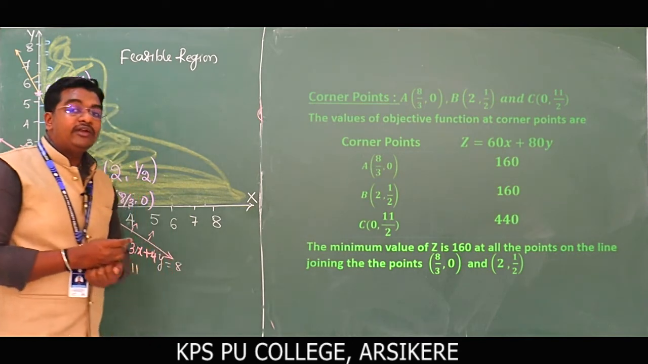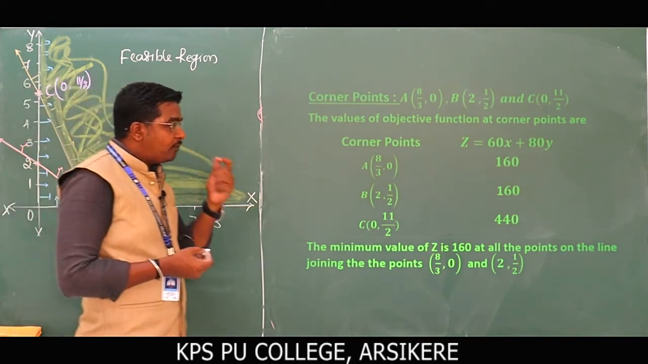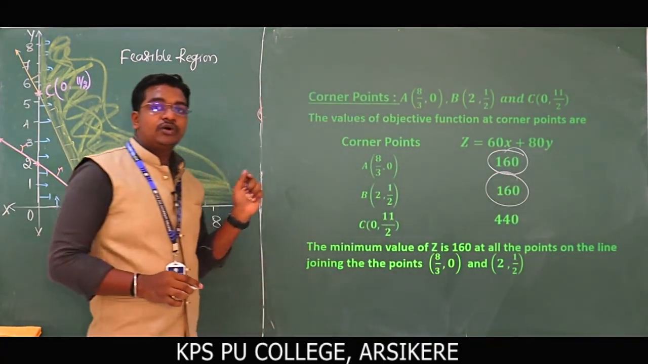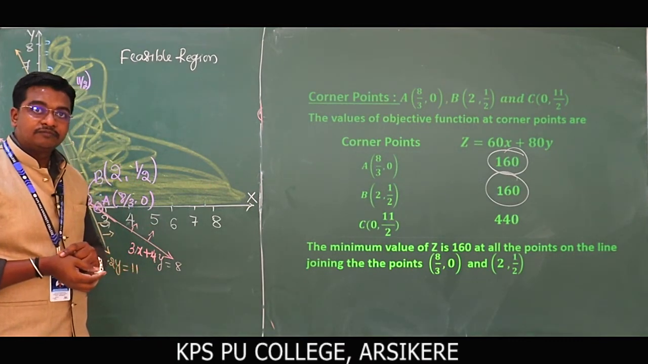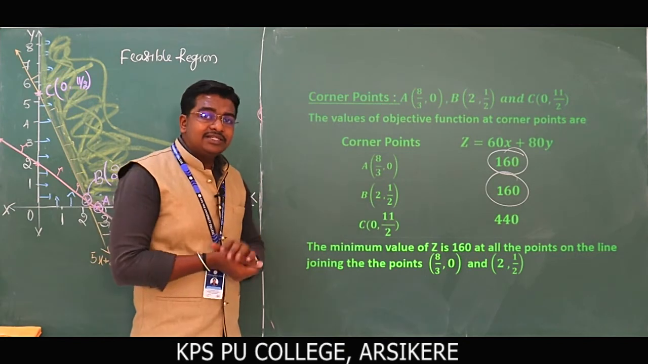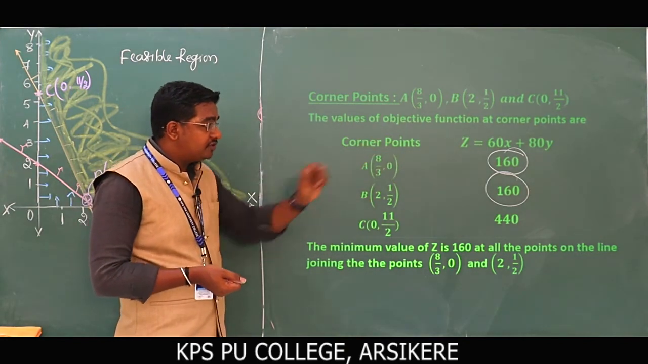Now observe here. We need to find the minimum value of the objective function, right? Here we have to minimize the objective function. So we obtained two minimum values, 160 and 160. These two are the minimum values. So 160 is the minimum value of the objective function.